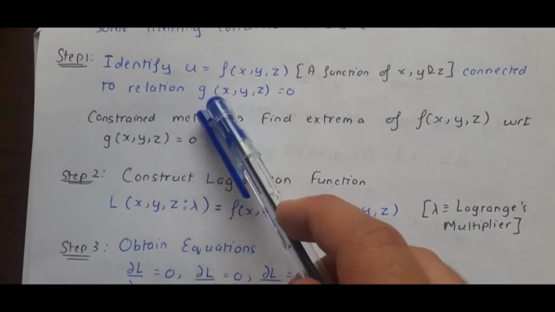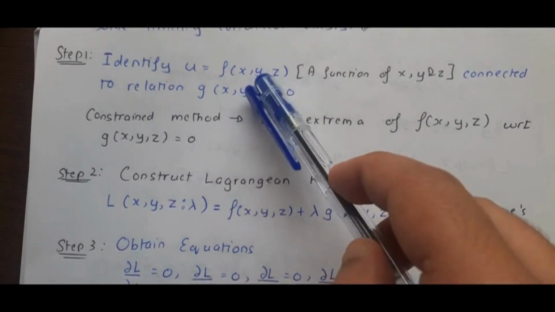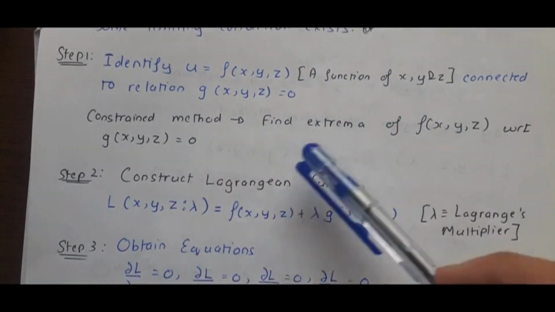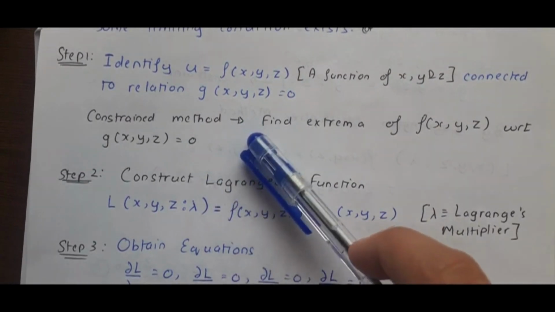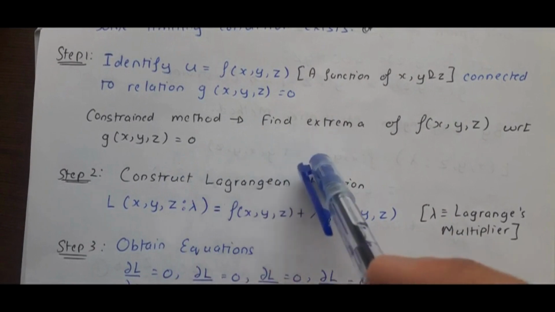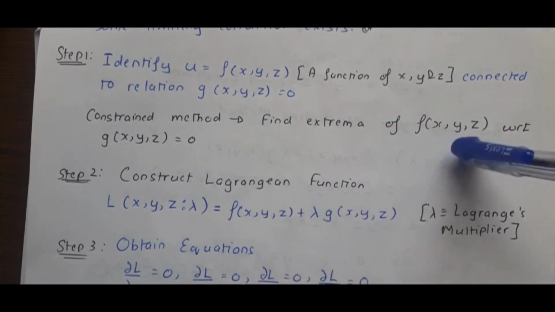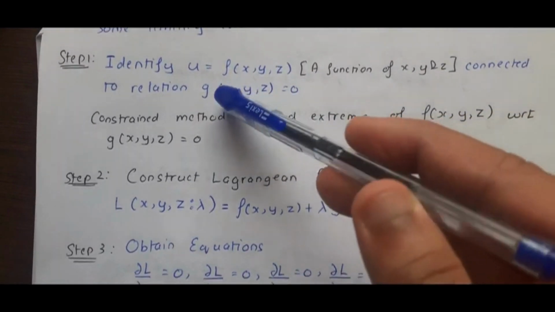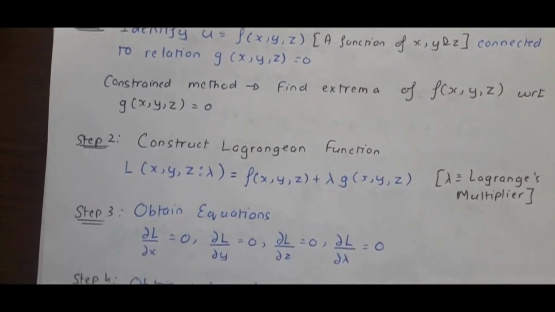We must identify a function f of x, y, z, and we call it u, where the relation g of x, y, z exists, where your constraint can be written in this form, where you have to find the extrema of this function with respect to this condition. So, there is a condition represented by g of x, y, z.